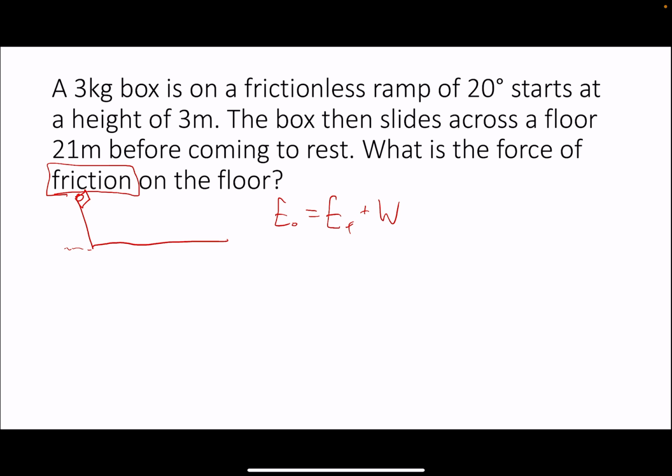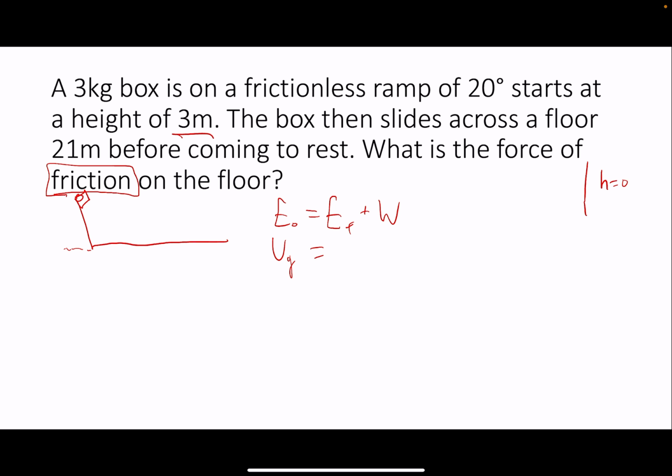So energy beforehand. At the beginning, we just have potential energy of gravity. We just have a height, of 3 meters. Afterwards, we go down the ramp, so we lose our height. No more height. Height equals 0 now. And then at the very end, we actually come to rest.